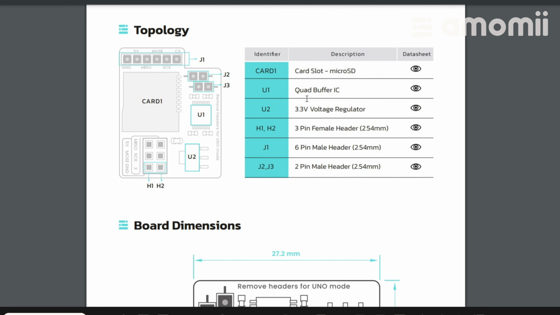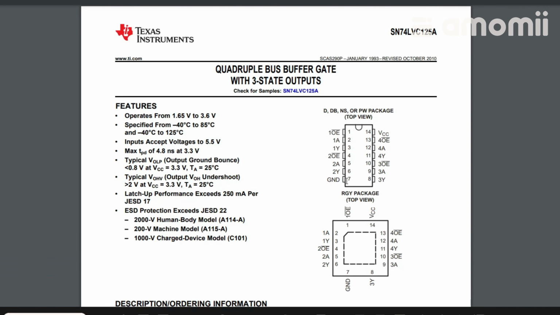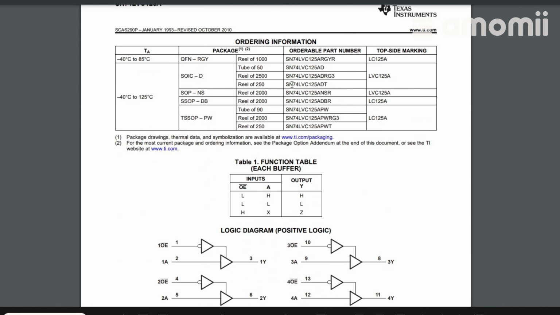Here it has the topology, and there are actually quick links to the data sheets for all of the different chips used on the board. For example, if you want to know more about the quad buffer IC, you click on this icon to the right, and in a separate window, the data sheet for this will open up.